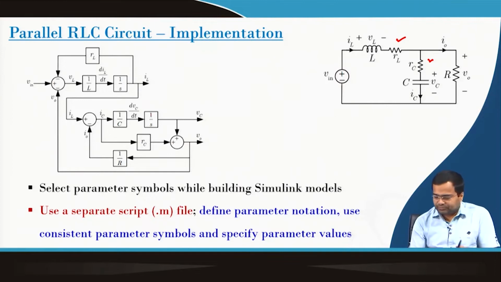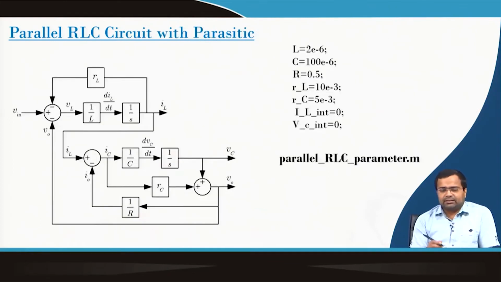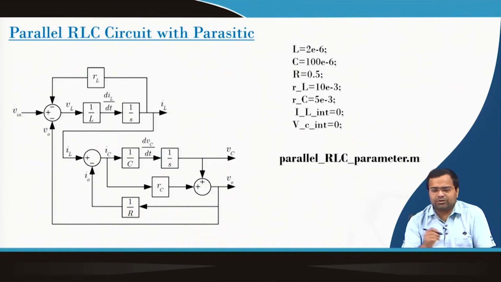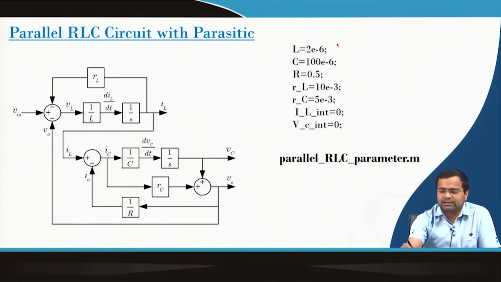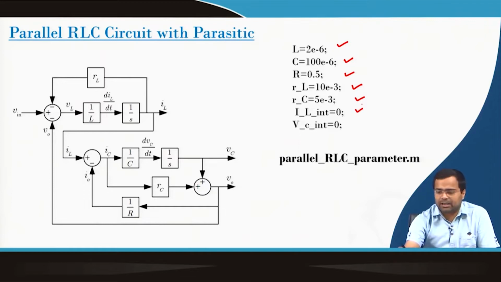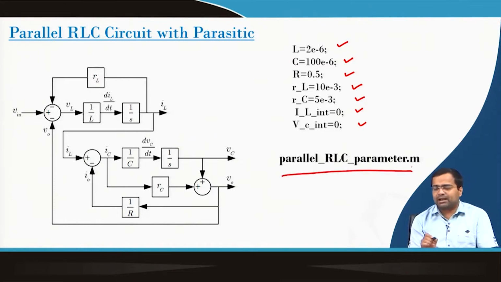The same parameters should be used in the simulating block. For this particular case study, we have considered the inductor to be 2 microhenry, capacitor 100 microfarad, resistance 0.5 ohm, then RL, the DCR, is 10 milliohm, RC is 5 milliohm, the inductor initial value is 0 ampere and the capacitor initial value is 0 volt. All this will be saved in a separate .m file, which is named parallel RLC parameter.m.